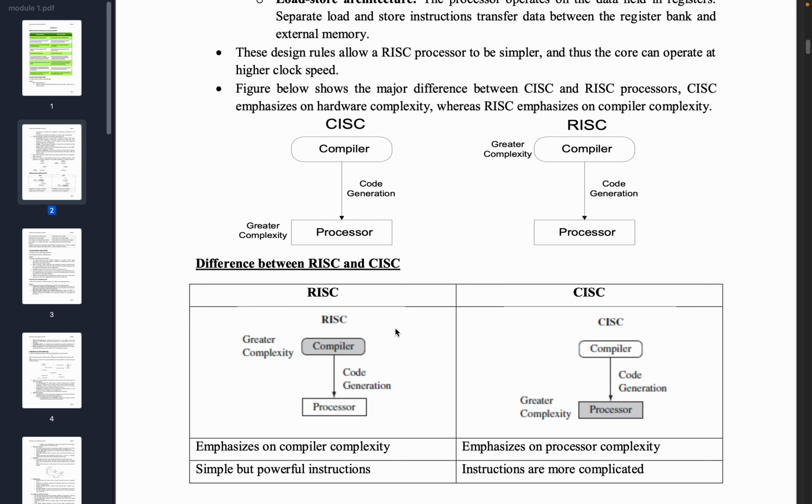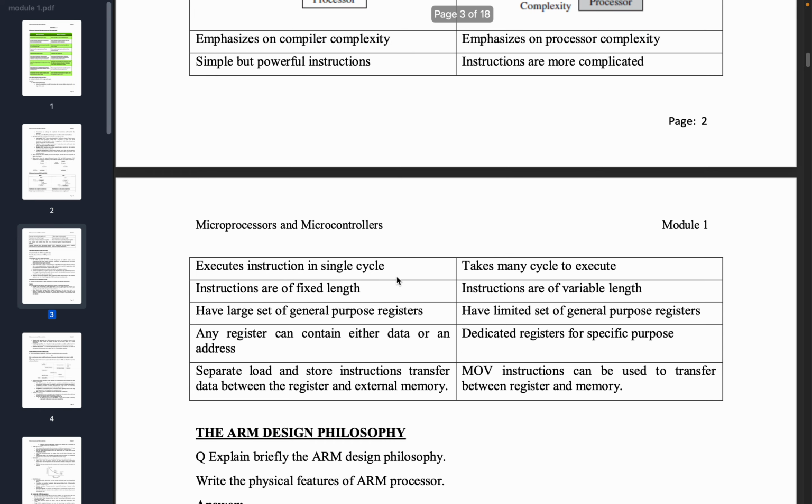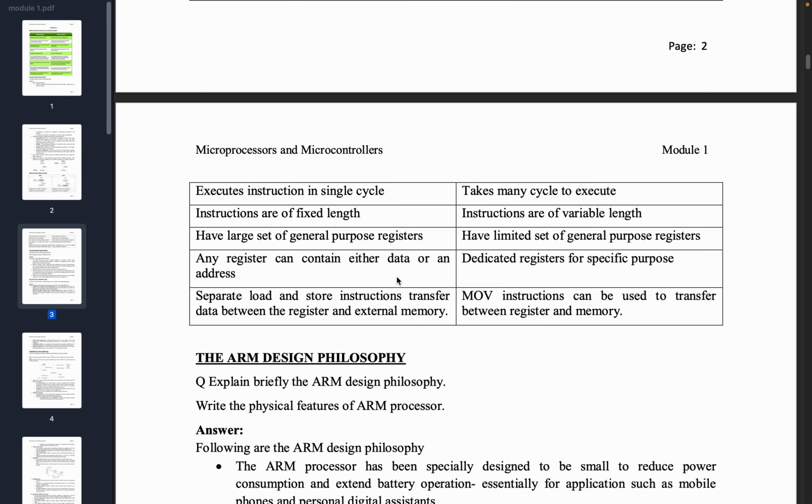A small diagram: compiler to code generation. It will show that RISC emphasizes compiler complexity, but CISC emphasizes processor complexity. Then RISC has simple but powerful instructions, but in CISC they are more complicated. That is the difference between RISC and CISC. And then there are some other differences. In RISC, execution is single cycle, but CISC takes as many cycles to execute.